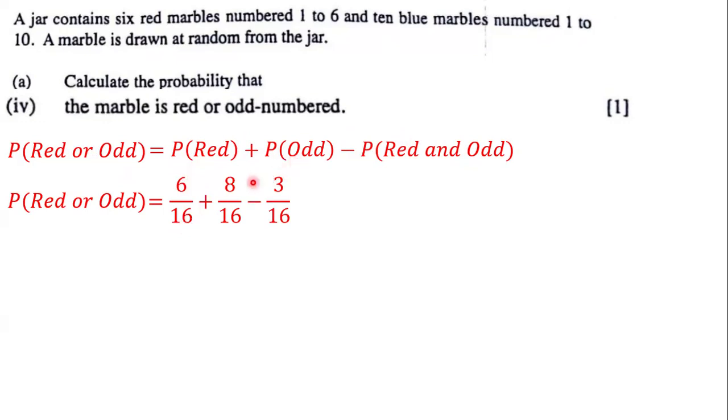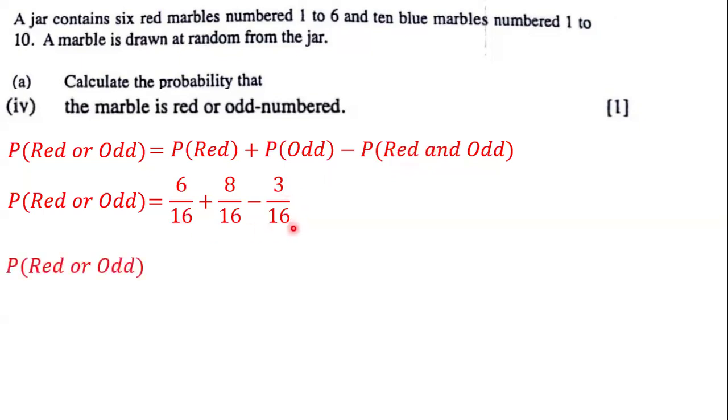Probability of odd is going to be 8 over 16 because there are 8 odd numbered marbles and 16 marbles in total. And we have to subtract the probability of red and odd. That's going to be 3 over 16 because there are 3 marbles that are red and odd numbered. So that's why we have 3 over 16.